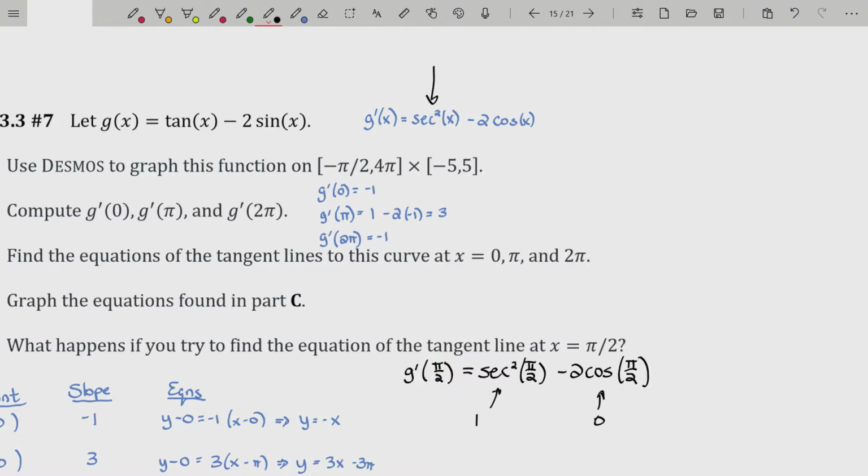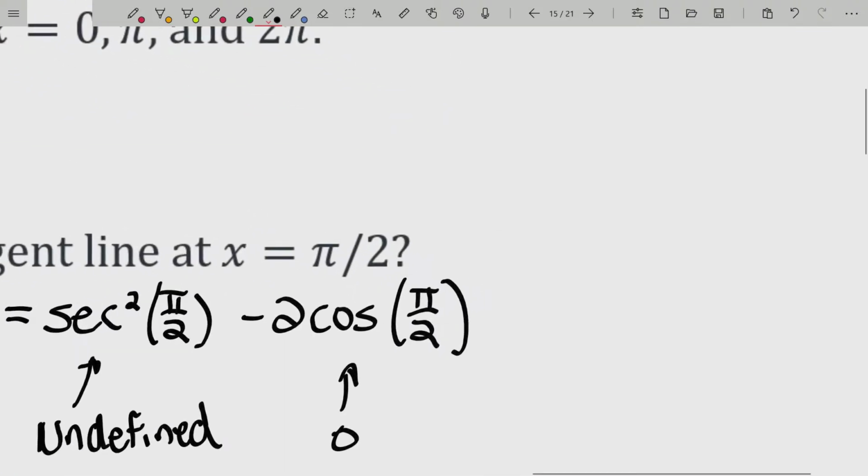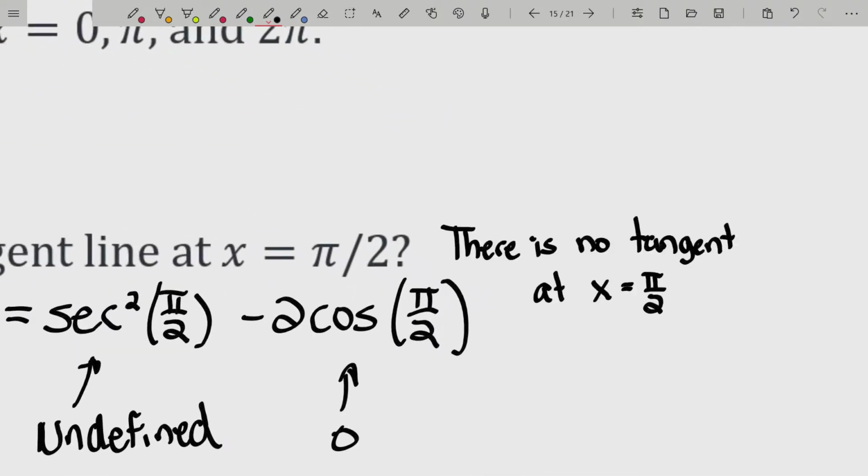So this does not exist. It's undefined. So the whole answer to that question, what happens when you try to find the equation of the tangent line at x equals pi over 2? Well, the issue is that there is no tangent line at x equals pi over 2. Let me write that down. There you go. There is no tangent at x equals pi over 2.